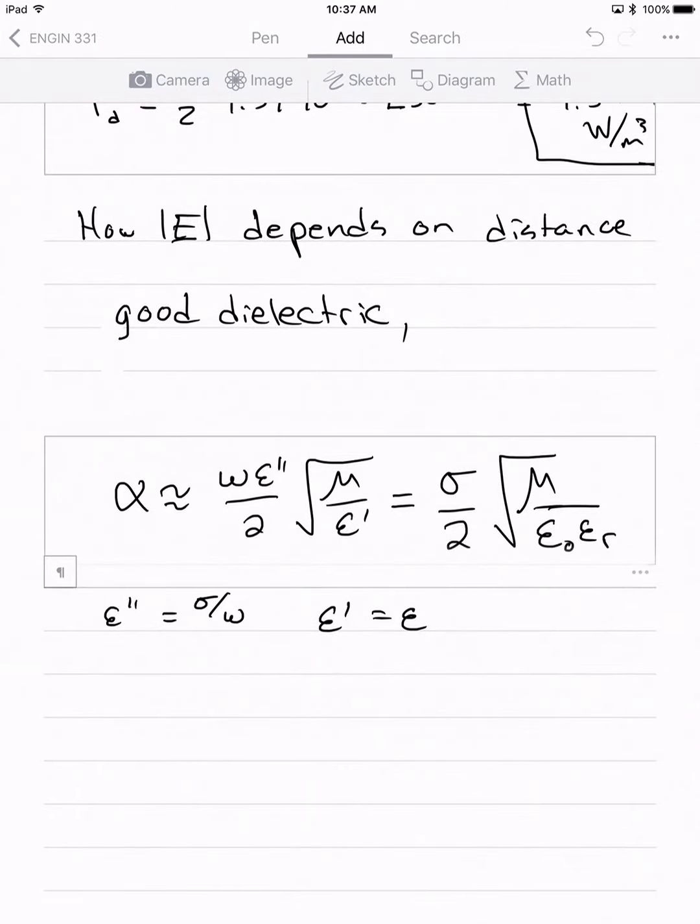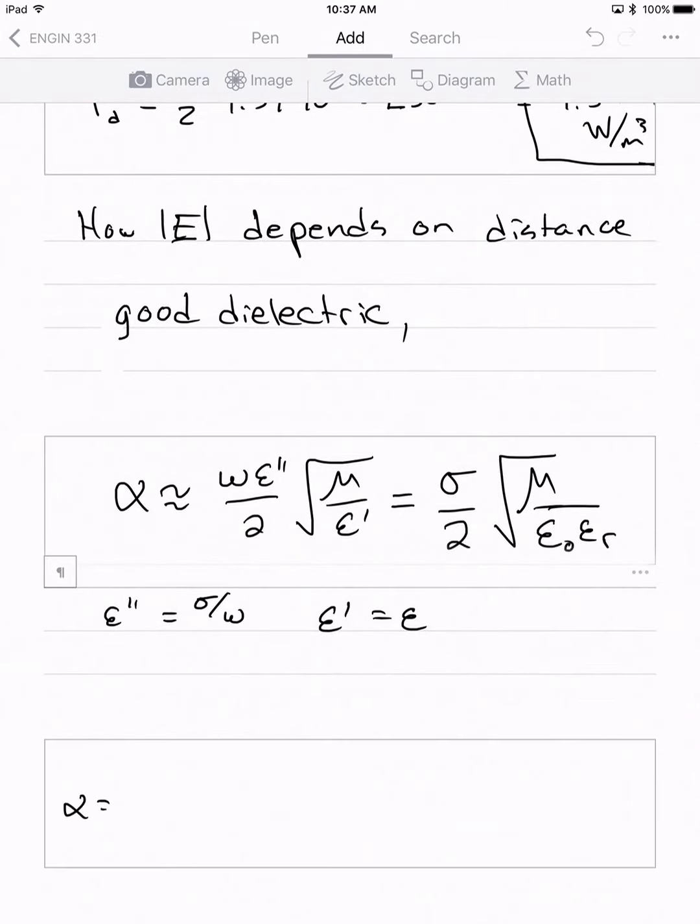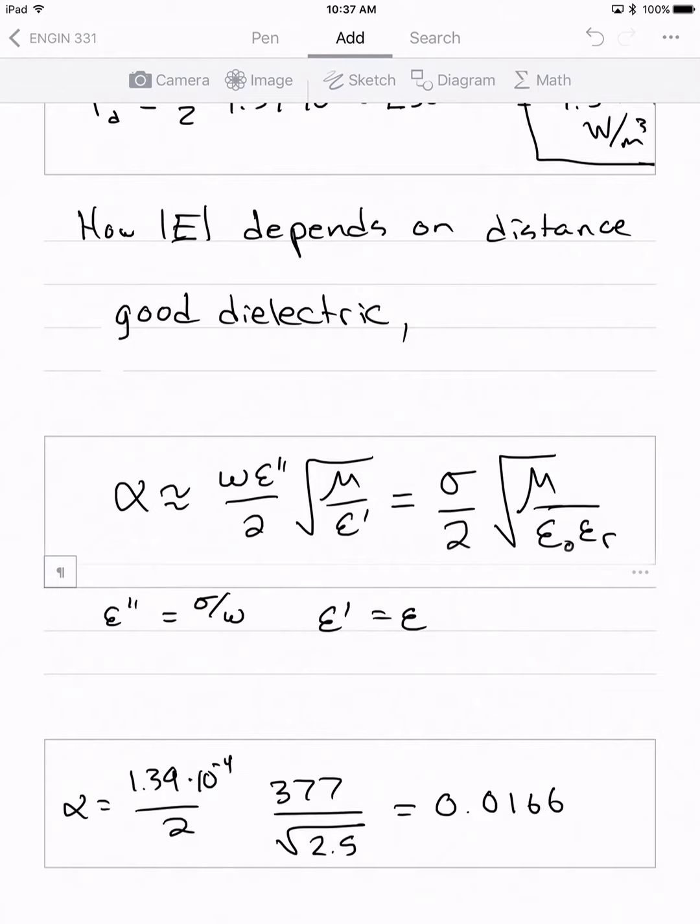If we work that out, alpha is equal to 1.39 times 10 to the minus 4th over 2. If you remember, square root of mu naught over epsilon naught is 377 ohms, the intrinsic impedance of free space. So we can just write that as 377 divided by square root of 2.5, which is equal to 0.0166. And you can express this in Nepers per meter, or as just 1 over meters.